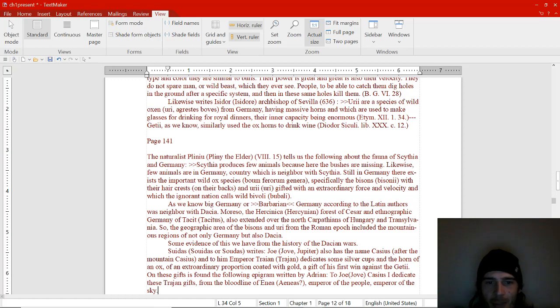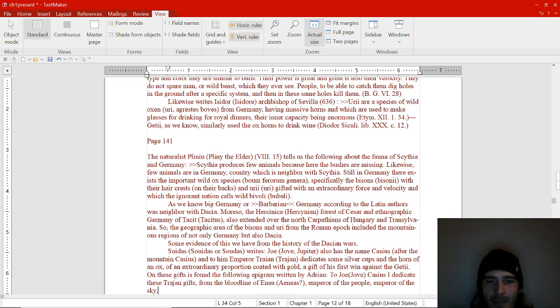So, Germany was neighbor with Dacia. More so, the Hercynica or Hercynian forest of Caesar and ethnographic Germany of Tacitus also extended over the North Carpathians of Hungary and Transylvania. So the geographic area of the bisons and Uri from the Roman epoch included the mountainous regions of not only Germany but also Dacia. Some evidence of this we have from the history of the Dacian wars.